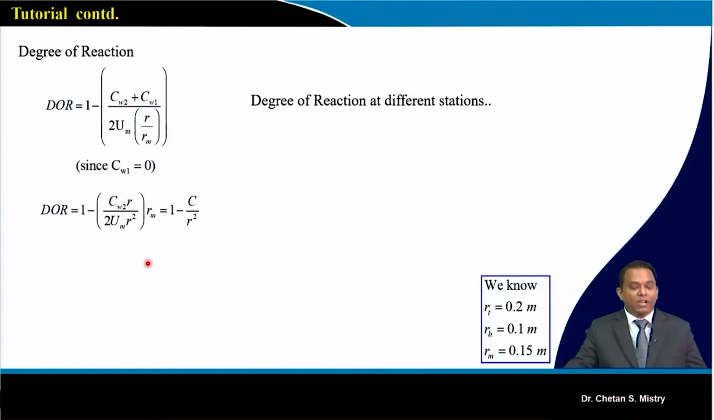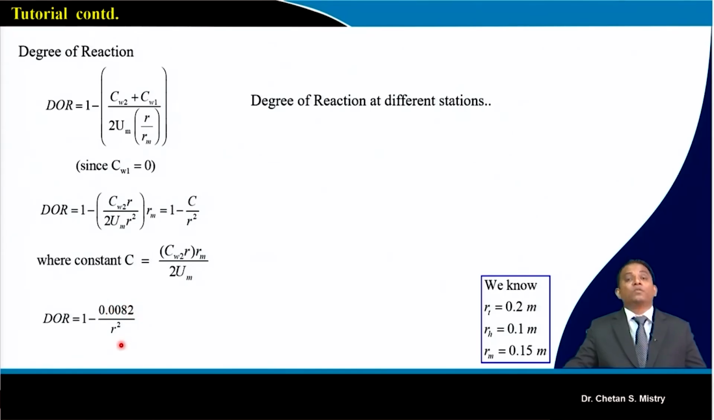But let me simplify this. So it says this constant we are writing as say CW2 into R into Rm divided by 2 into Um. And this is what will be giving me my degree of reaction. That's what is given by 1 minus 0.0082 by R square. So this is nothing but some constant divided by R square.